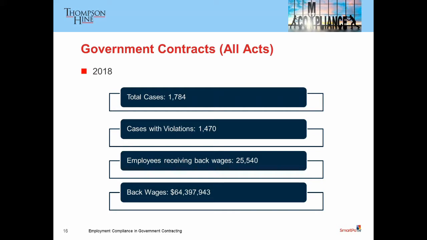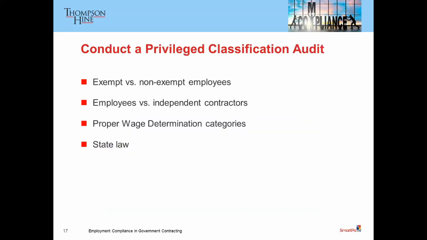And then on this slide, we see the DOL's enforcement, not just on the FLSA or the FMLA, but on some of these government contract acts specifically. Last year alone, they opened 1,700 cases and found violations in close to 1,500 of those, bringing in over $64 million. So what do we do to prepare, so that if they were to show up at your place of employment, you are not going to be one of these companies writing a big check at the end of the investigation? The biggest thing to do is to conduct a privileged, that's the key word, privileged classification audit.